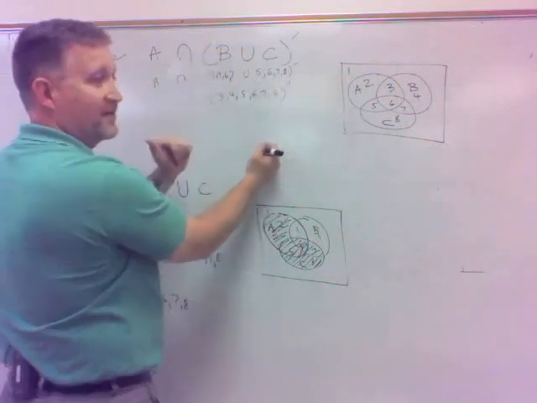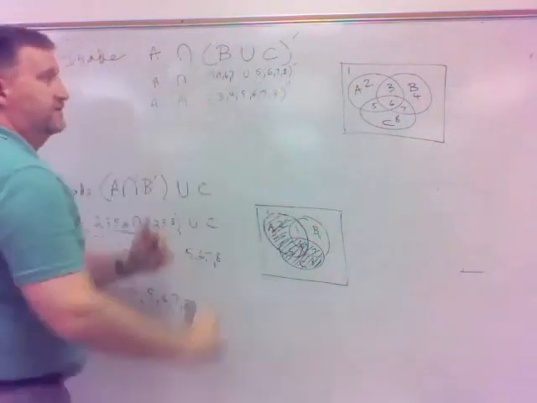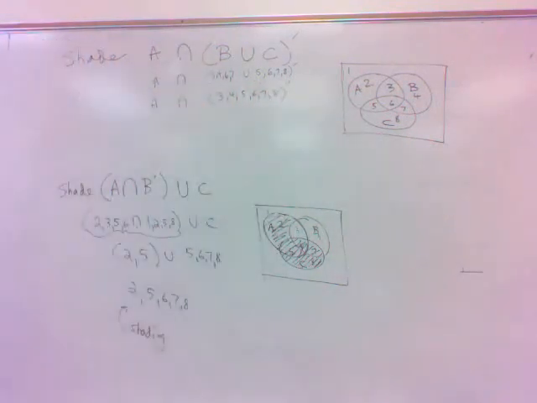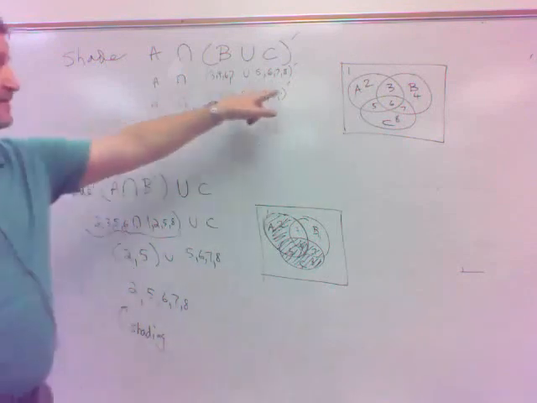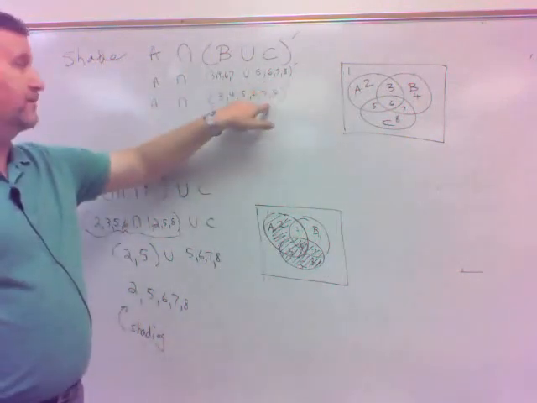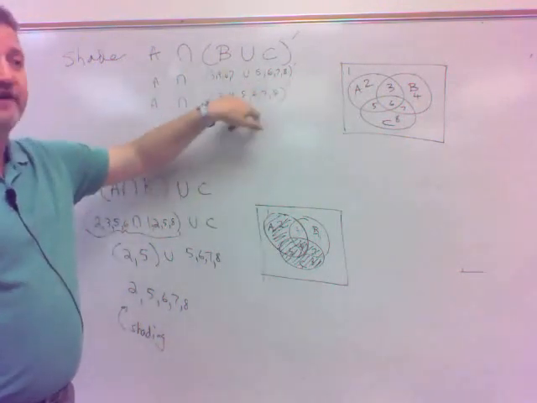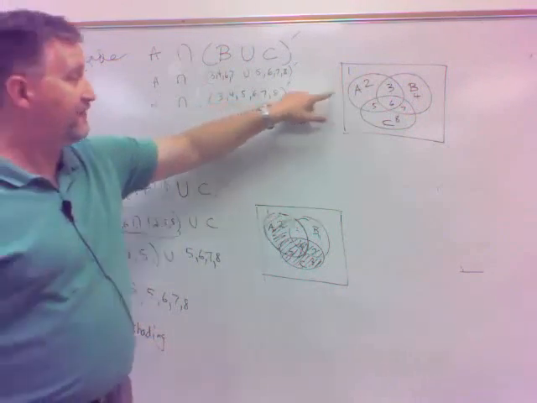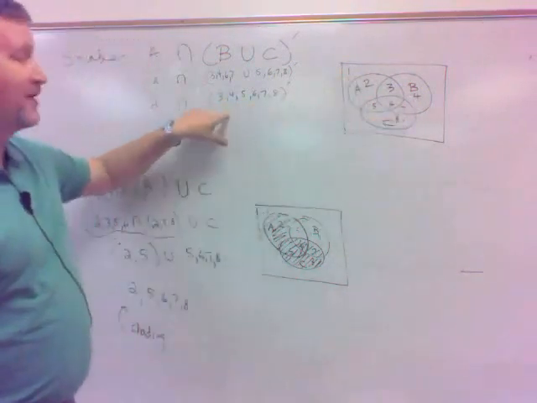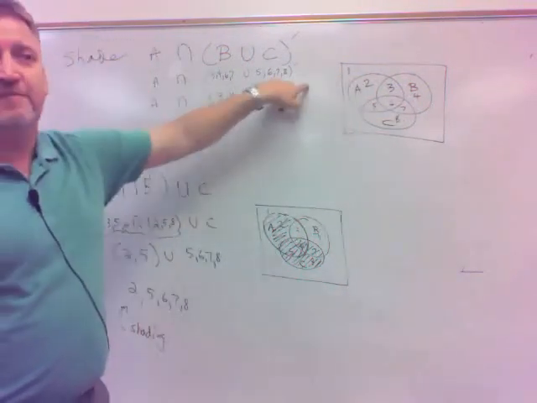But there's that complement in this, A intersection with that. What's next? The complement. What would be the complement of that? What's not in there? Well, 3, 4, 5, 6, 7, and 8 are in there. 1 and 2 are not. So this complemented is 1 and 2.